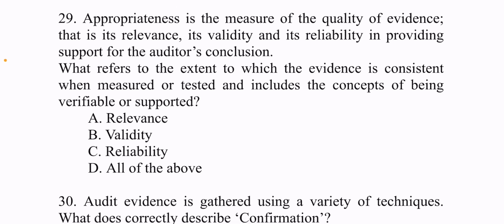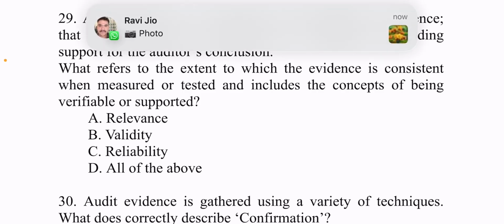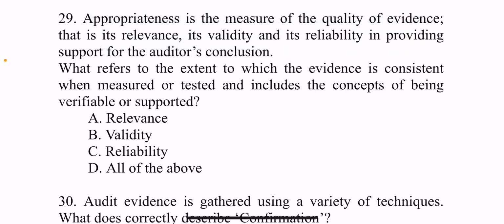Appropriateness is the measure of the quality of evidence, that is its relevance, its validity and its reliability in providing support for the auditor's conclusion. What refers to the extent to which the evidence is consistent when measured or tested and includes the concepts of being verifiable or supported. Answer C. Reliability.